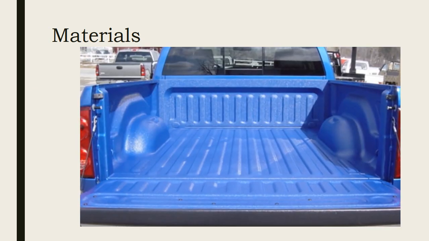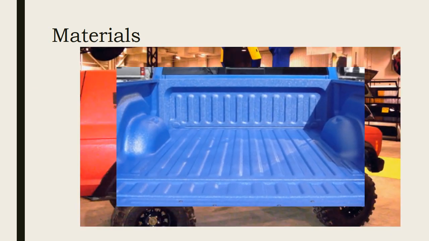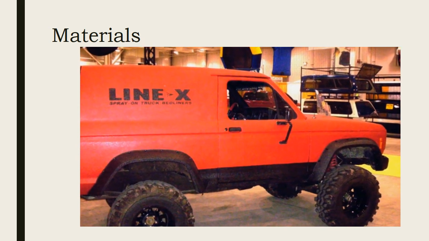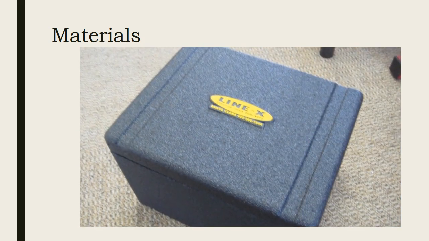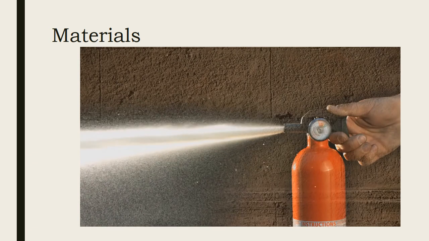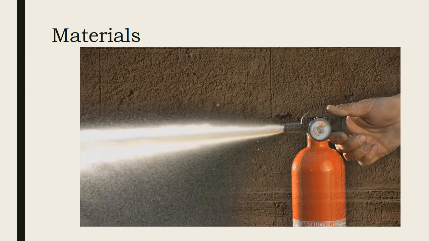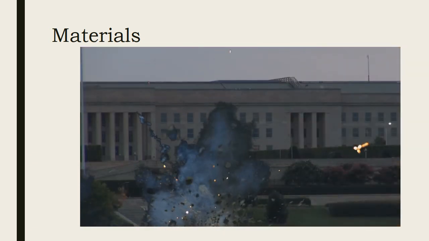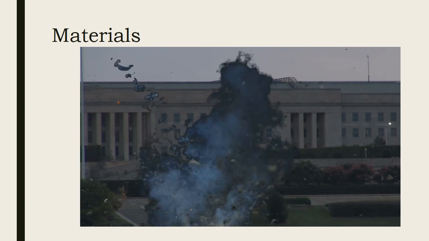Line X is used to prevent the splintering of plastic car parts, but can also be sprayed on other surfaces to help them absorb shock and prevent shattering and splintering. Line X is used on the walls of the Pentagon to reduce the chance of shrapnel penetrating the building in the event of an attack.